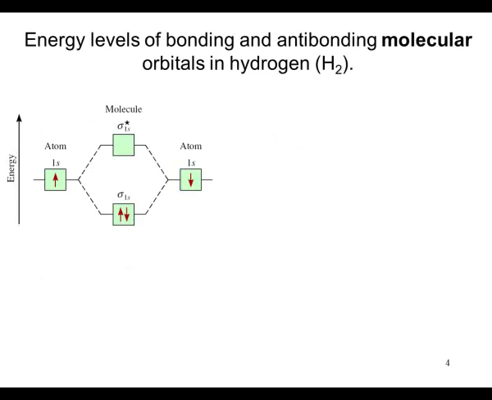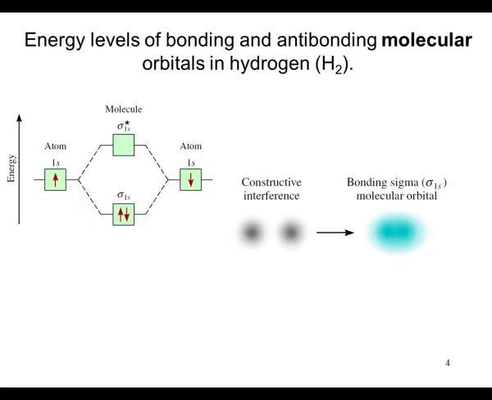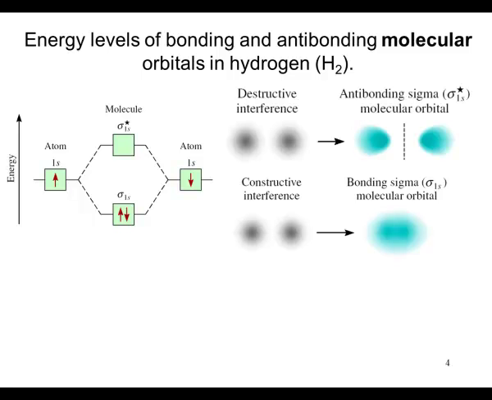The molecular orbitals are formed by taking the orbitals in each atom and overlapping them. There's 2 possibilities: constructive interference, which leads to a bonding sigma 1s molecular orbital, or destructive interference, which is an antibonding sigma 1s star molecular orbital.